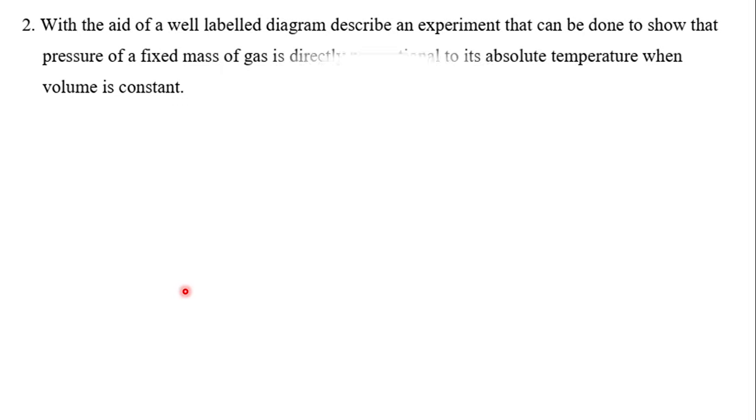Question number 2. With the aid of a well-labeled diagram, describe an experiment that can be done to show that pressure of a fixed mass of gas is directly proportional to its absolute temperature when volume is constant. This is what is known as the pressure law, also known as Gay-Lussac's law. Alright, so describe with the aid of a well-labeled diagram.